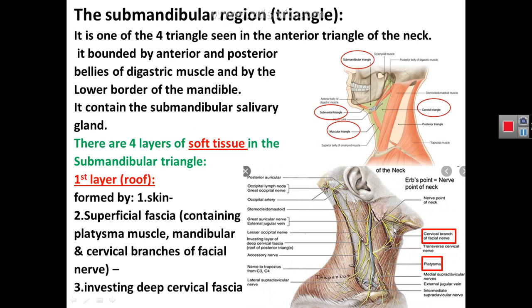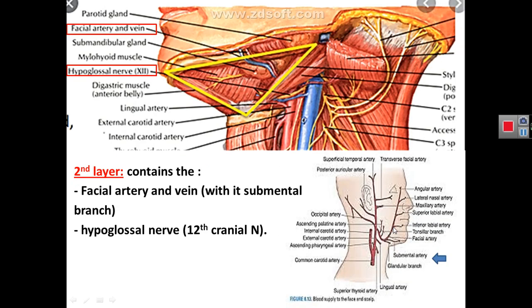Deep to this first layer, which is the roof, the second layer contains vessels and a nerve. The vessels are the facial artery and vein, and the nerve is the hypoglossal nerve. The facial artery gives here the submental artery, which supplies the submental region.